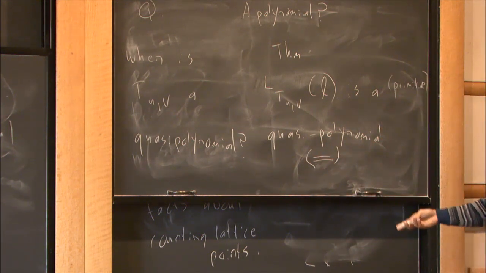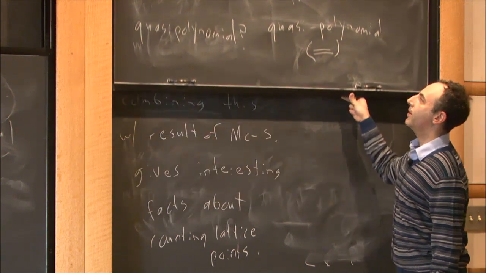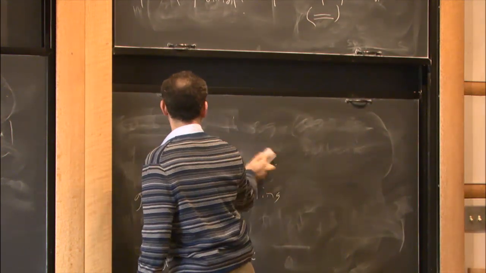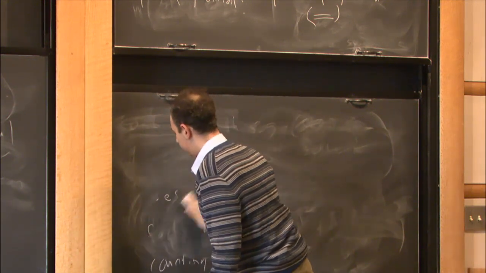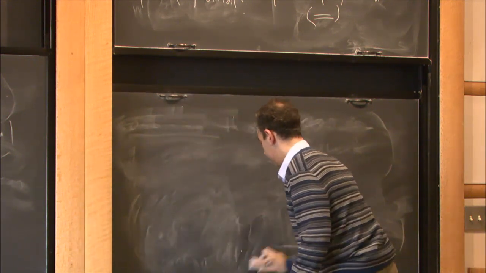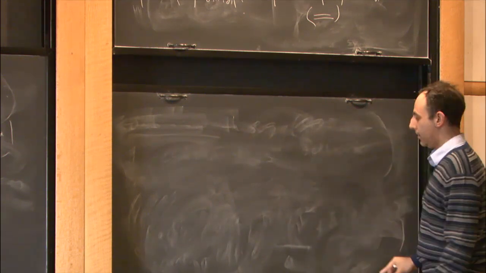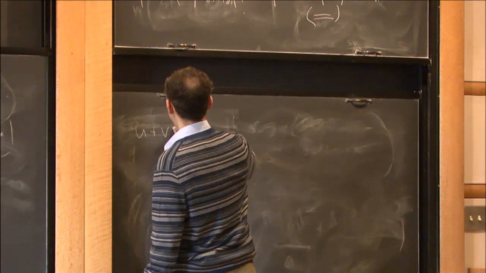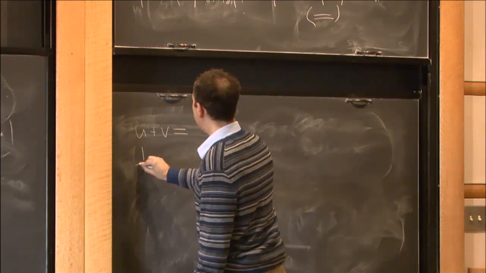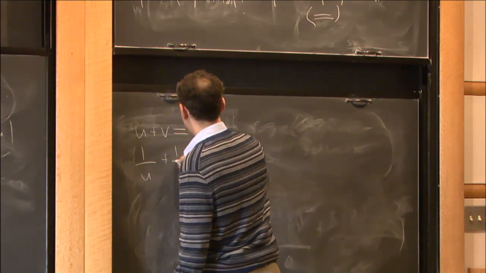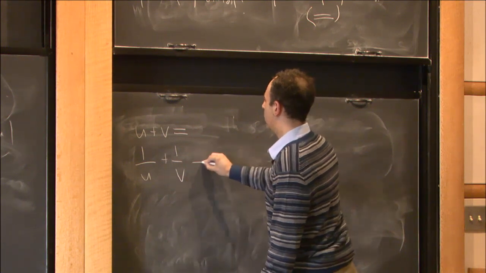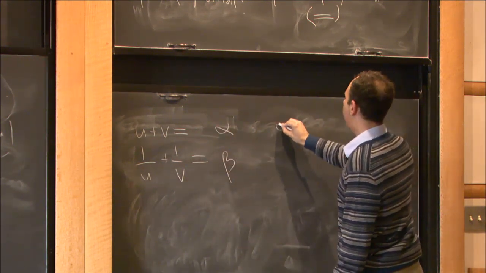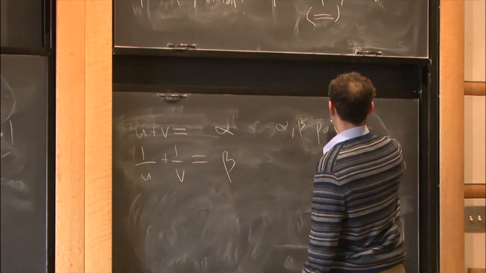So the question is, what conditions do we want on u and v? And what it turns out is that you want both u plus v and 1 over u plus 1 over v to be integers. Okay, so where alpha and beta are positive integers.